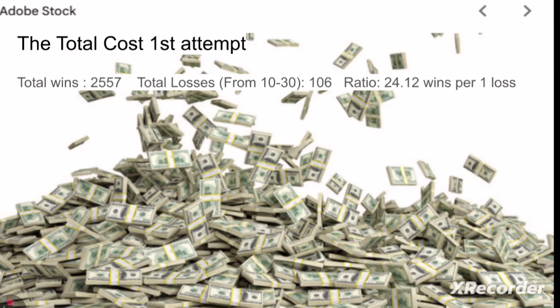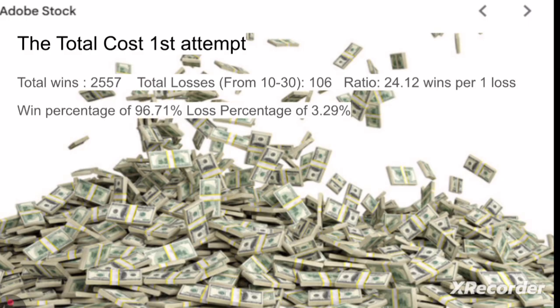A total of 106 losses. The ratio is 24.12 wins for every one loss. Again, this was for this first set of 10,000 spins. It's going to change as you go on, but I want to show you all the numbers and you could try. They should get pretty close to each other if you try it on your own.